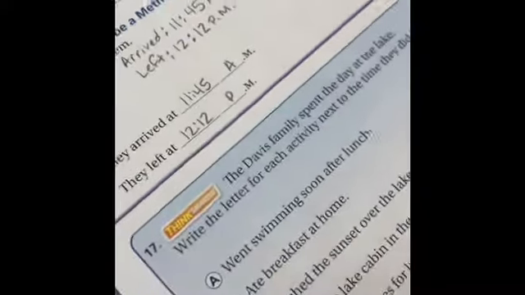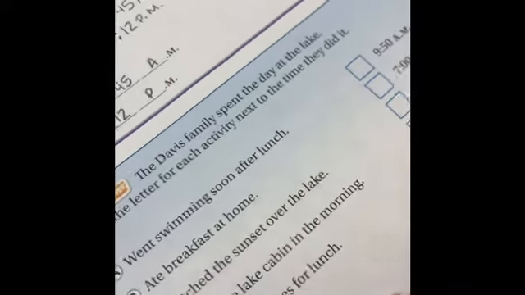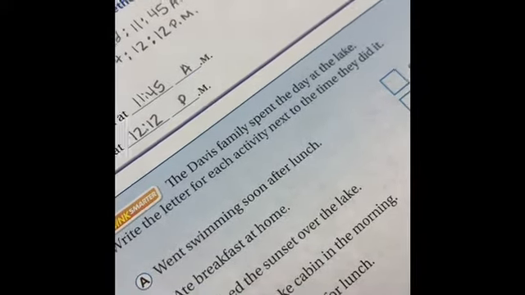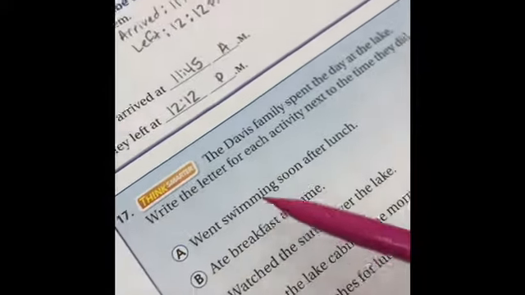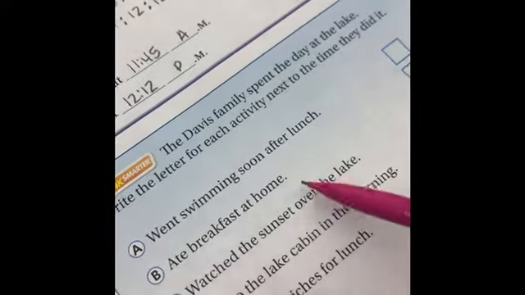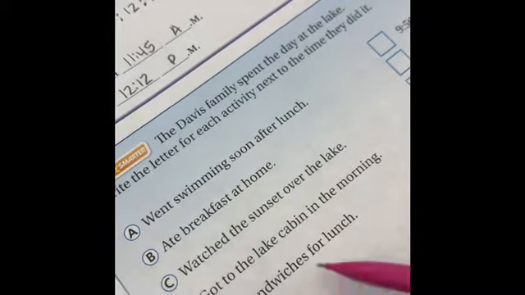And number 17 says, the Davis family spent the day at the lake, and write the letter for each activity next to the time they did it. So they went swimming soon after lunch. So let's actually go through all of these. They went swimming soon after lunch. They ate breakfast at home. They watched the sunset over the lake. They got to the lake cabin in the morning, and they had sandwiches for lunch.